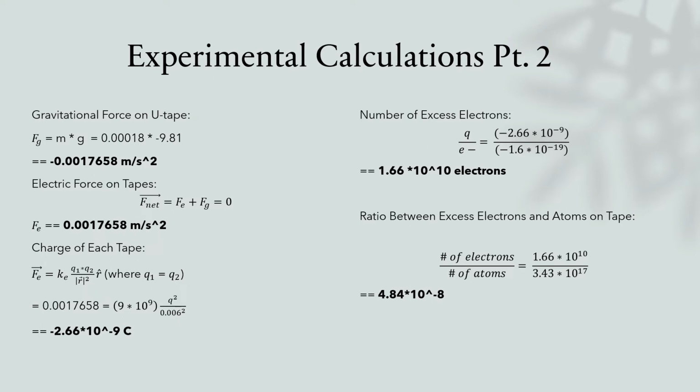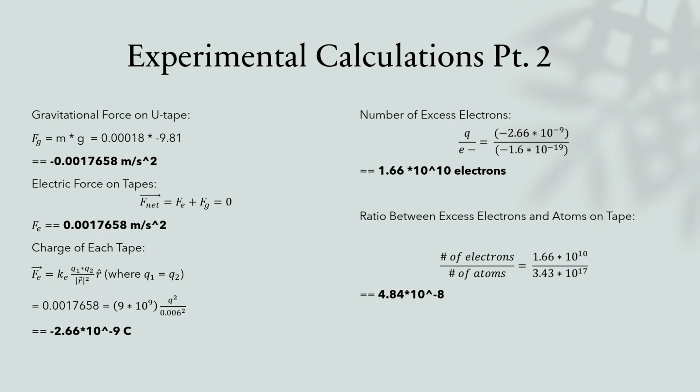The gravitational force on the U-tape is found by multiplying mass times gravity, and the electric force is therefore found because the force of gravity and the electric force are equal and opposite of each other, which will allow us to find the charge of each tape by plugging in all the numbers in the electric force equation and knowing that Q1 equals Q2.